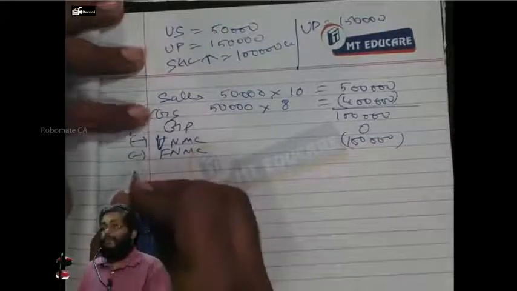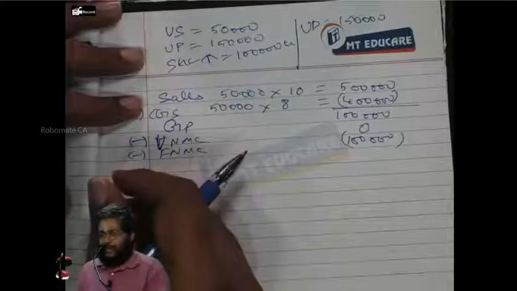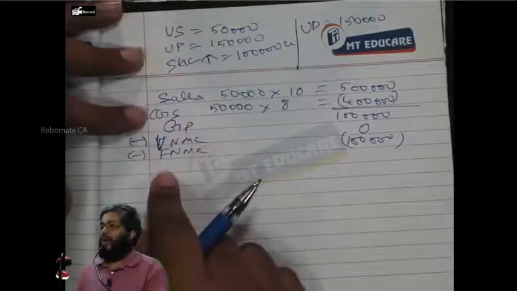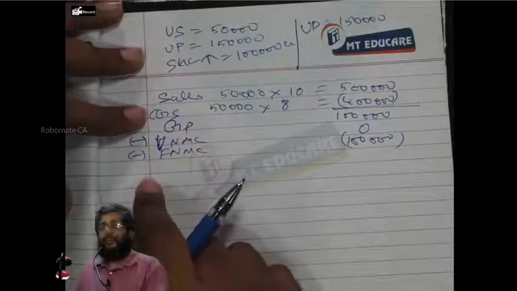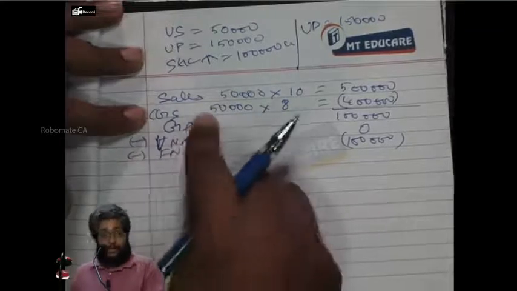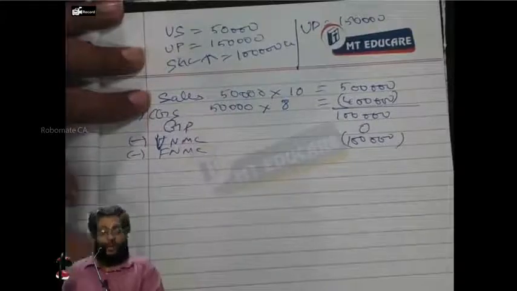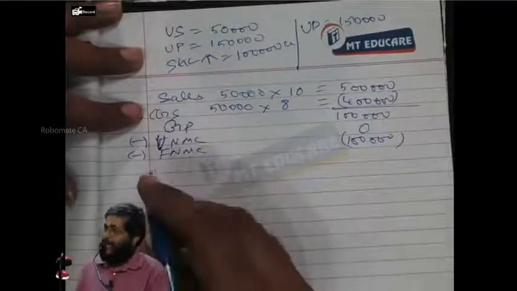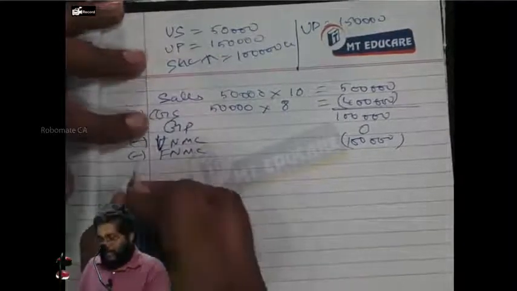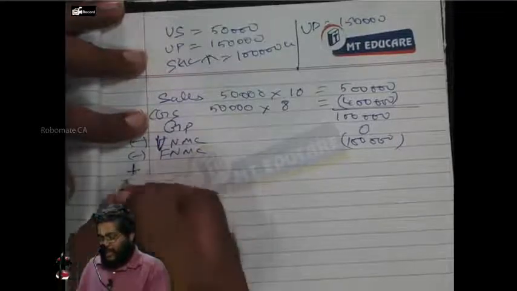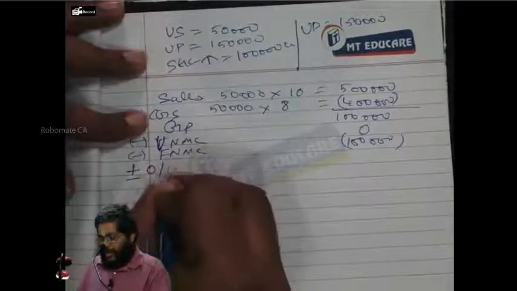Next is what? Plus or minus under absorption or over absorption. Under absorption, what do I have to do? Add or subtract from profit. I'm doing it from profit or not. Don't look at the cost formula. Under absorption, I'm going to subtract. Over absorption, I'm going to add. Very simple.